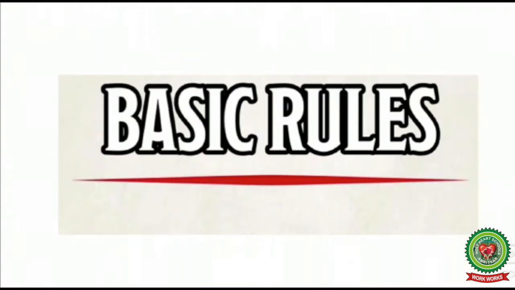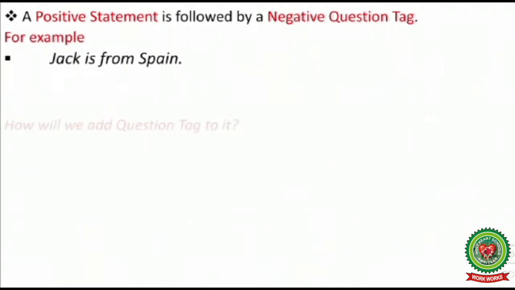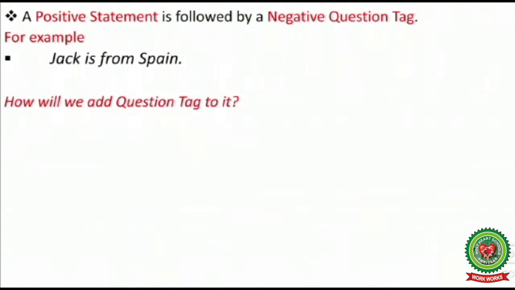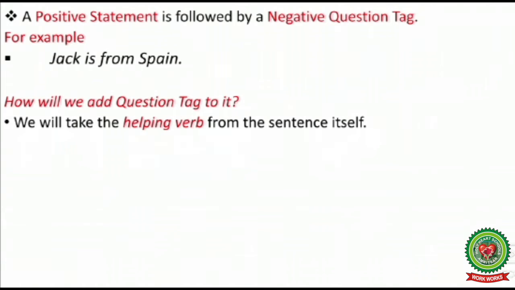Children, let's proceed further to some basic rules that we need to follow while framing question tags. A positive statement is followed by a negative question tag. For example, Jack is from Spain. How will we add question tag to it, students? We will take the helping verb from the sentence itself. Students, this is a positive statement. So in order to add a question tag, we will take the helping verb from the sentence itself. So, is will become isn't.